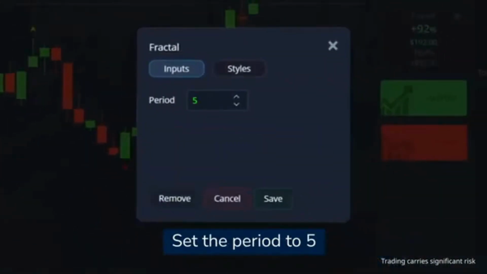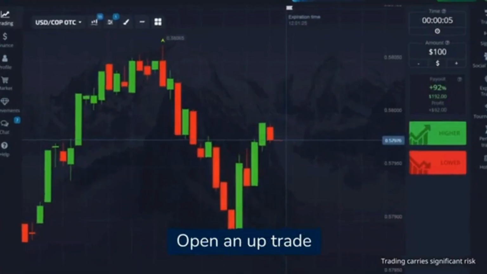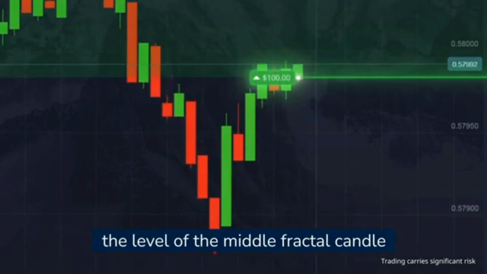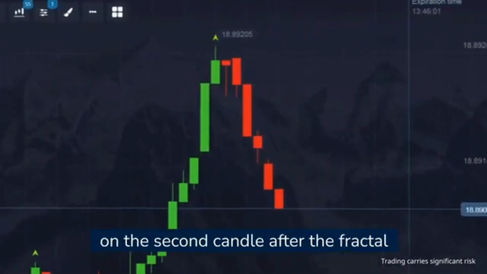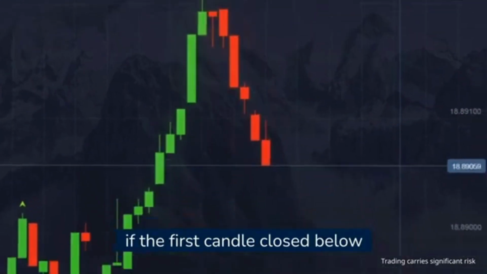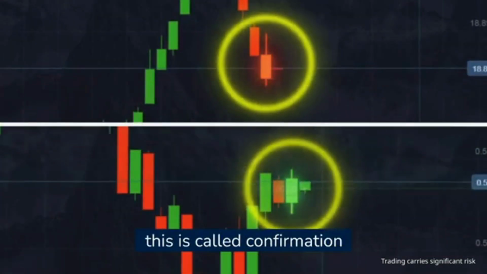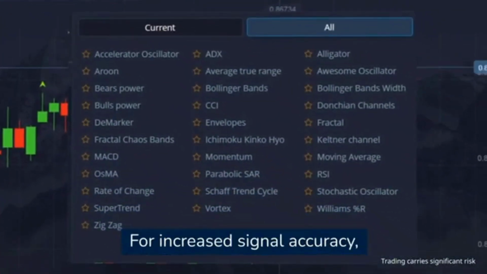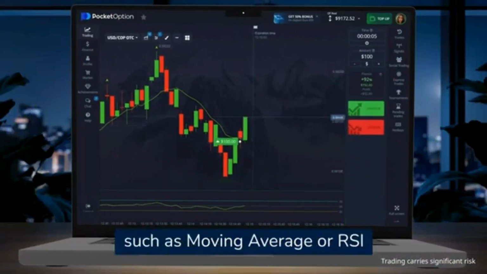How to set up the fractal indicator for quick trades. Set the period to 5. Now the fractal consists of 11 candles. Open an up trade on the second candle after the fractal if the first candle closed above the level of the middle fractal candle. Open a down trade on the second candle after the fractal if the first candle closed below the level of the middle fractal candle. In both cases, this is called confirmation of the fractal level breakdown. For increased signal accuracy, use the fractal indicator together with other indicators, such as moving average or RSI.